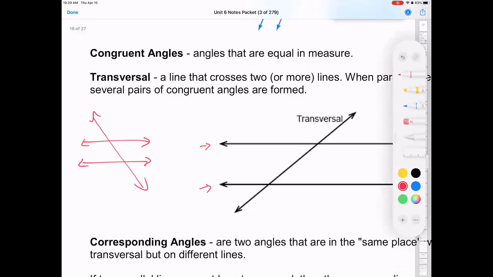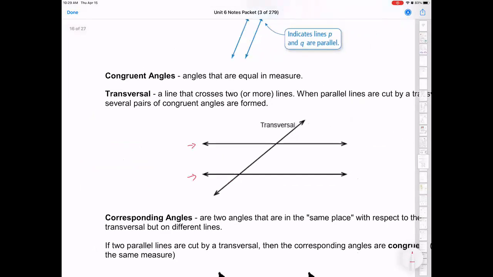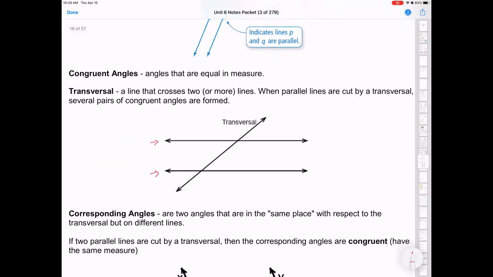Now, this is going to give us one of our first angle types, which are corresponding angles. So corresponding angles, this is where they kind of have the same spot. Usually when I'm teaching this, I say to my guys, you have one on the inside, one on the outside, but they have that same angle measure.